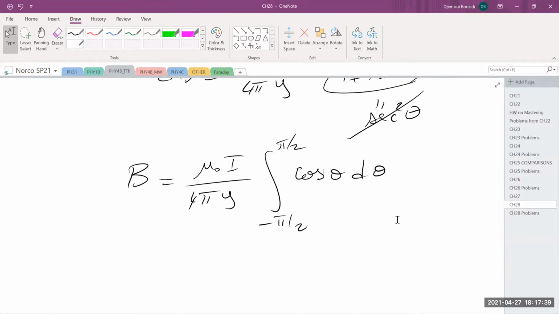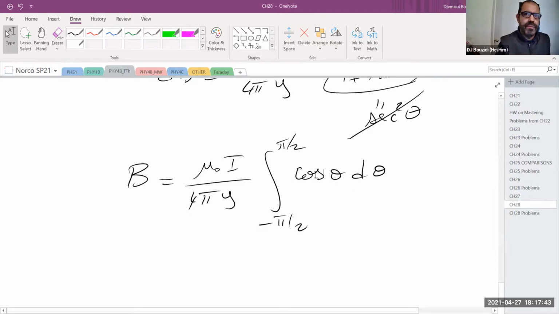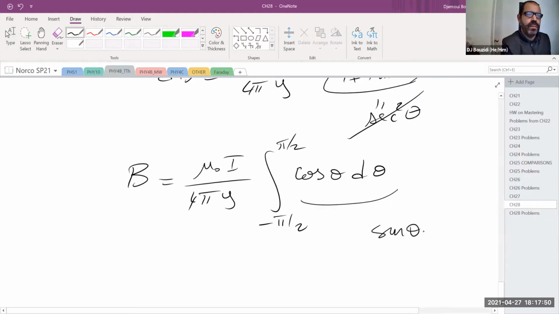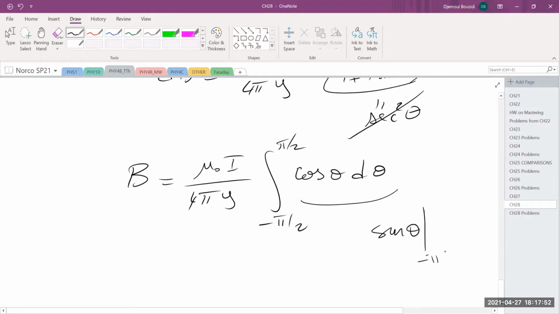Is the antiderivative negative sine theta, or is it negative? Which one? Isn't it sine theta only? I usually don't remember my signs here.